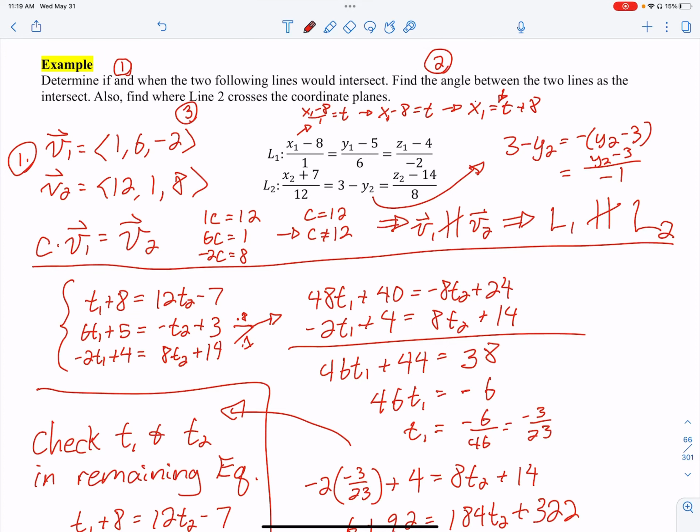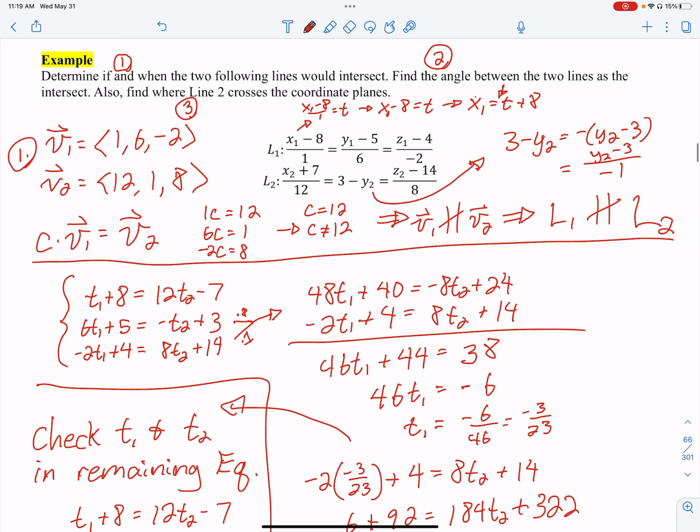In this video, we're going to finish up this example. I numbered them, and I still finished when I got down to number 1. We had number 2 and number 3, so we'll work those now. It says find the angle between the two lines as they intersect.